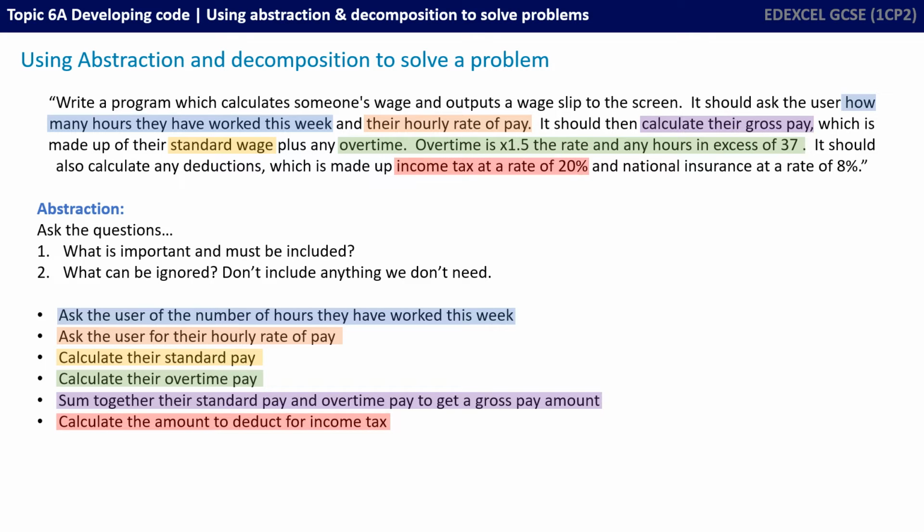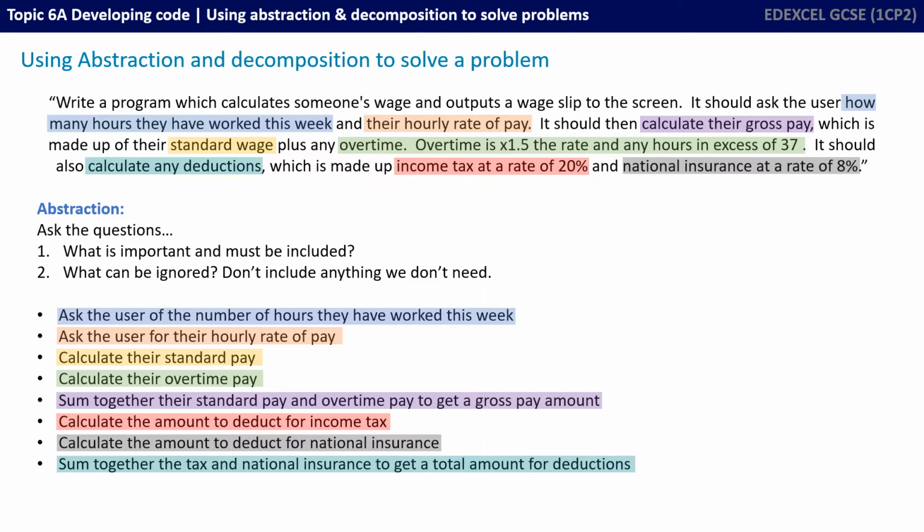We need to calculate the amount deducted for income tax and national insurance. And then again, sum together these two values, so we've got a total for the amount of deductions. We then need to calculate their net pay, which of course will be our gross pay minus all our deductions. And finally, we've been told to output the wage slip to the screen, so we need to make sure we do that as well in our program.